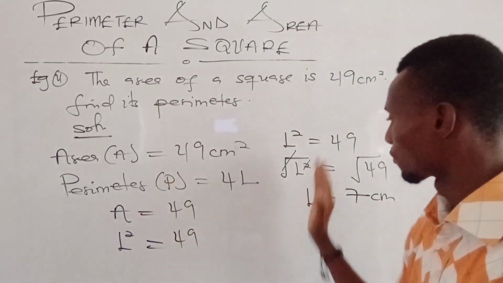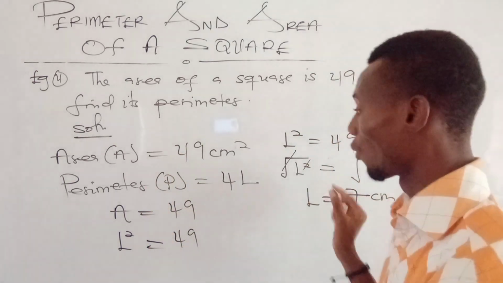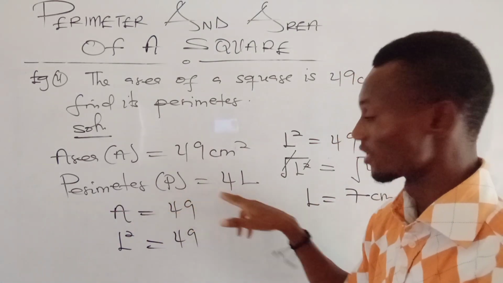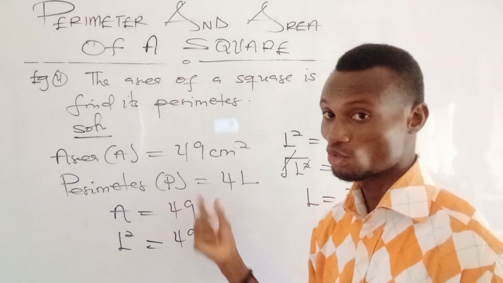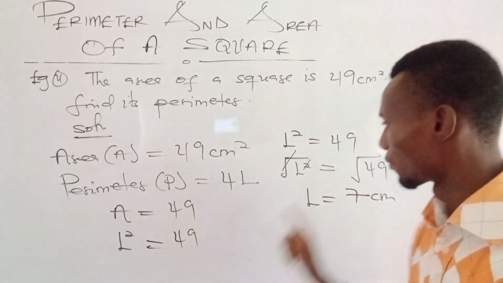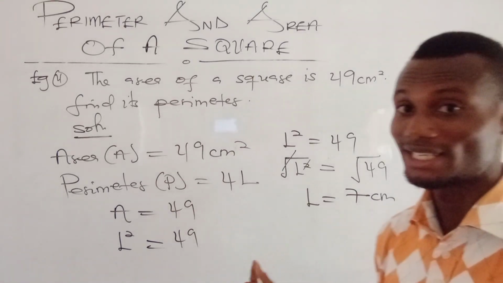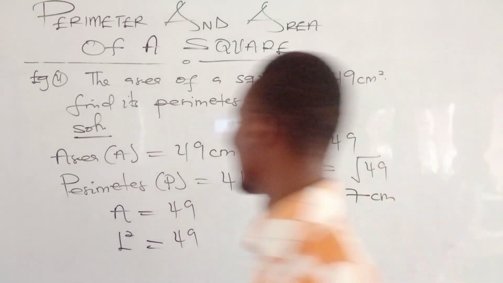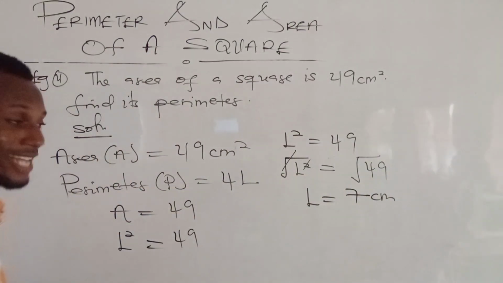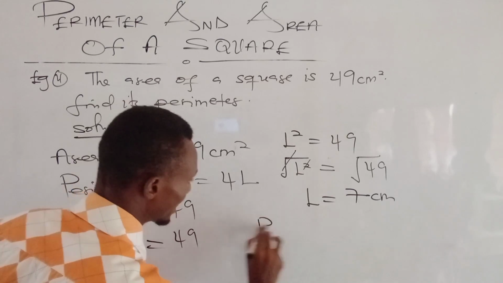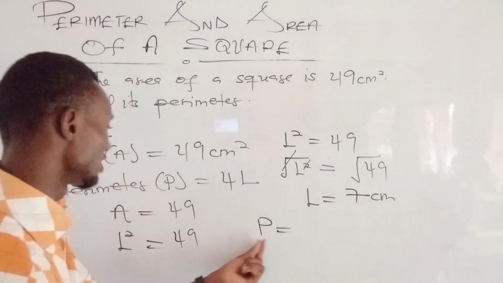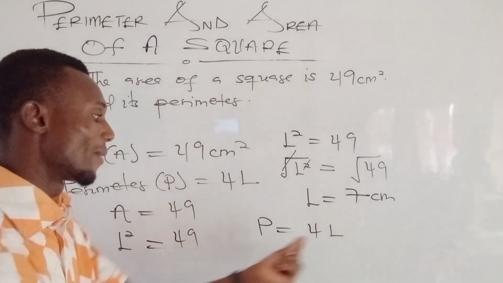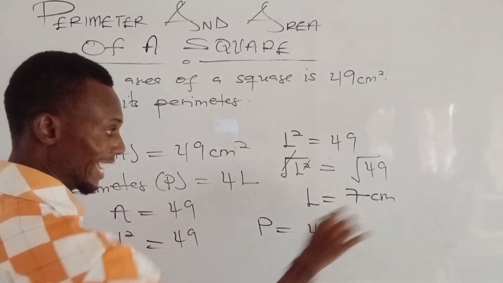Now, going through this process was to help us get the length which we need for the perimeter, because we've written that the perimeter equals 4L, meaning that we need the length to solve for the perimeter. We went through this process to get the length, which is 7 centimeters. So now we have to use it to find the perimeter. So we have that our P equals, hope you can see from here, the formula 4L, and now we know our L to be 7 centimeters. The L is the length.